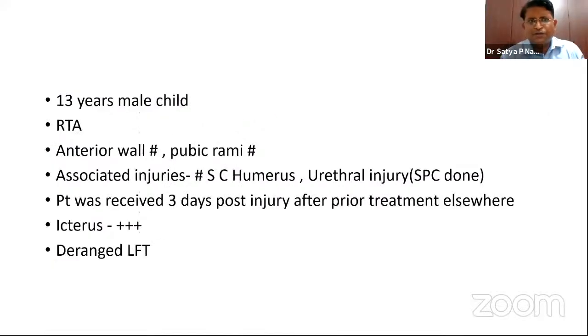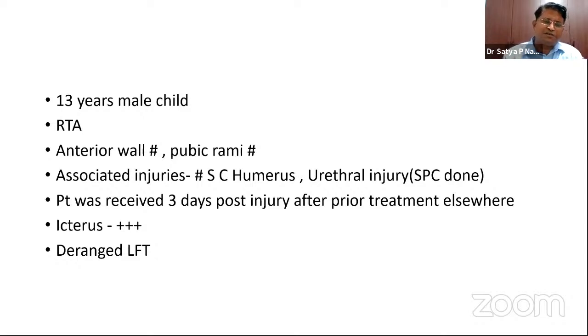Yes, sir. So I'm sharing a case, after all these surgical cases, which was not treated properly or managed. I've just managed this case. It's a case from October 2018. I received a 13-year-old male child with RTA. He had an anterior wall fracture with a pubic ramus fracture, and he had an associated supracondylar fracture of the humerus, and a urethral injury for which he had suprapubic catheterization done already.